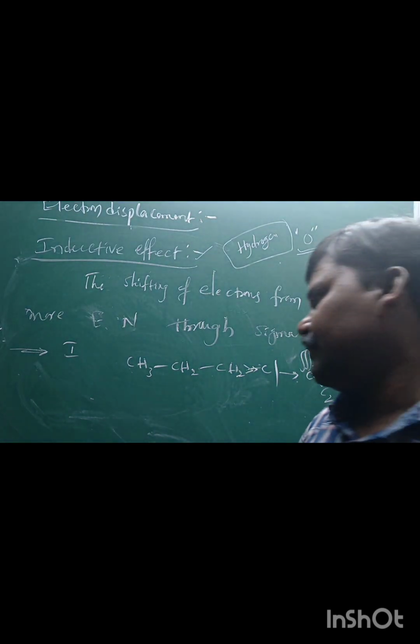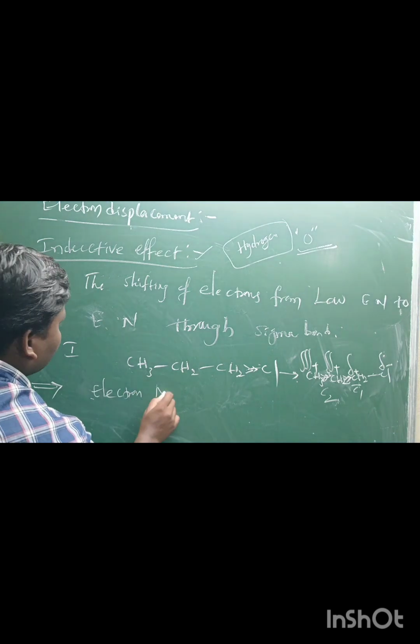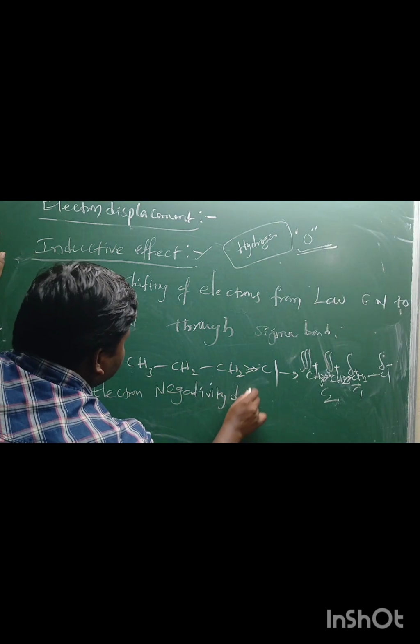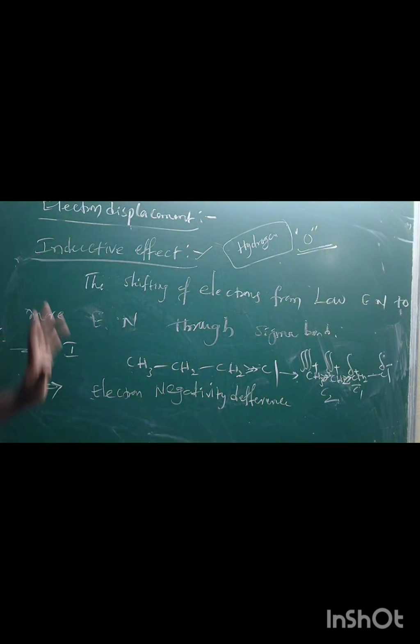This is the information about the definition. What are the characteristics? First, it is a permanent effect. It is also called transmission effect. It depends upon electronegativity difference. It involves only sigma electrons but not pi electrons.